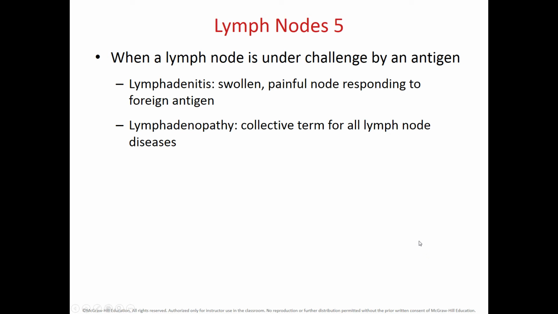So two things can happen then when a lymph node is under challenge by an antigen. It can be an antigen from a bacteria, a virus, a fungi, any microorganism, or it can be an antigen found in cancer cells. So lymphadenitis will be swollen, painful lymph nodes responding to a foreign antigen, and lymphadenopathy will be a collective term for all node diseases. They can be cancer, guys, of the lymph nodes as well. Lymphadenomas, for instance.